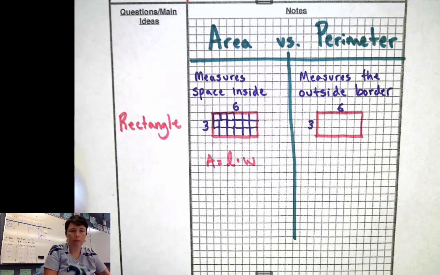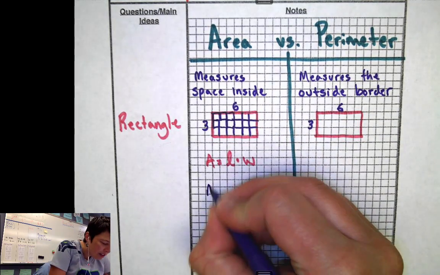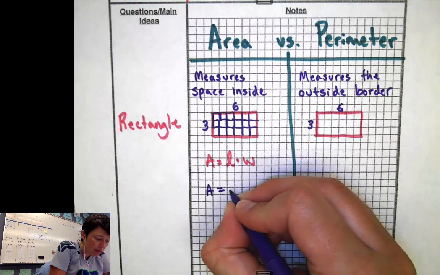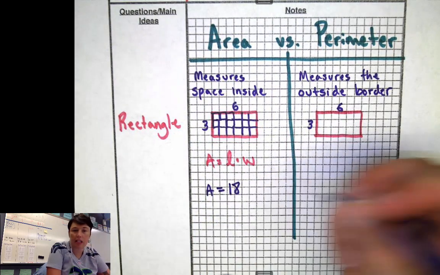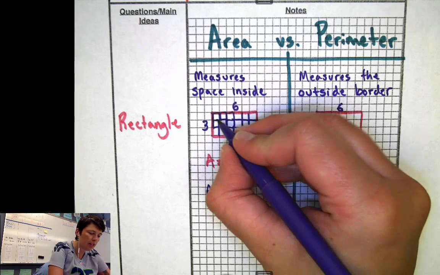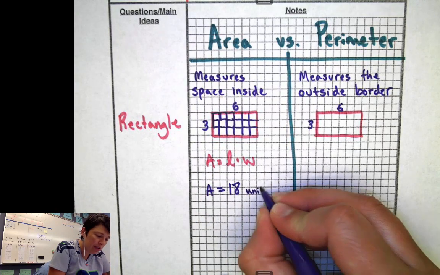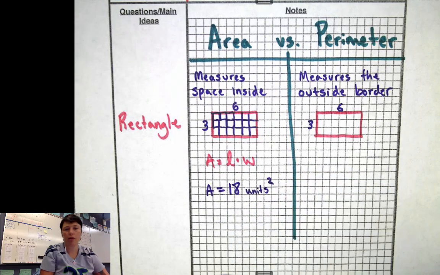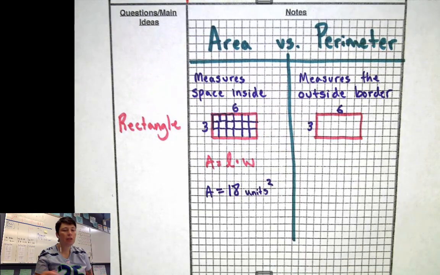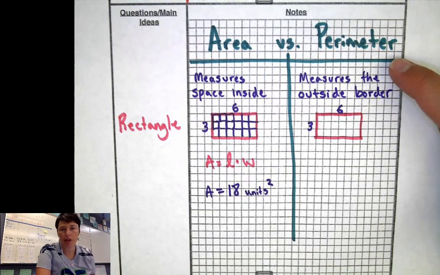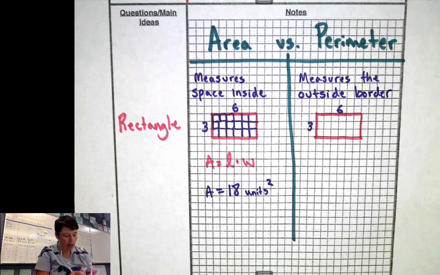So in this problem, our area is equal to 18 units. 3 times 6 is 18. And it's these little squares. So we say square units or units squared. They're the little squares.